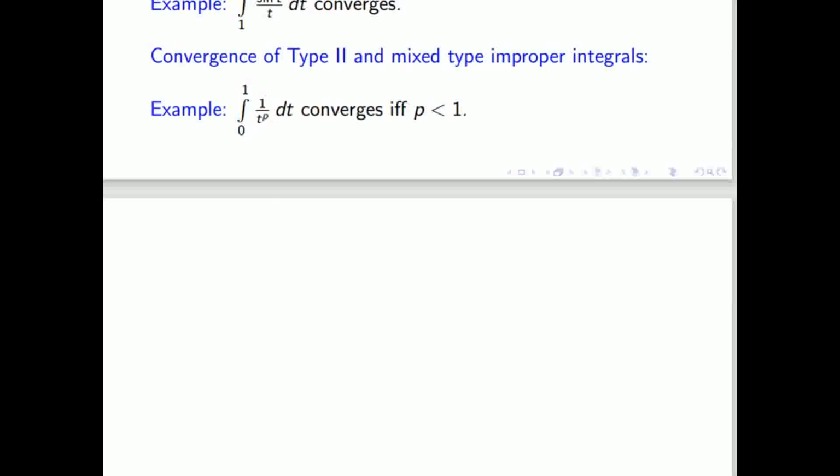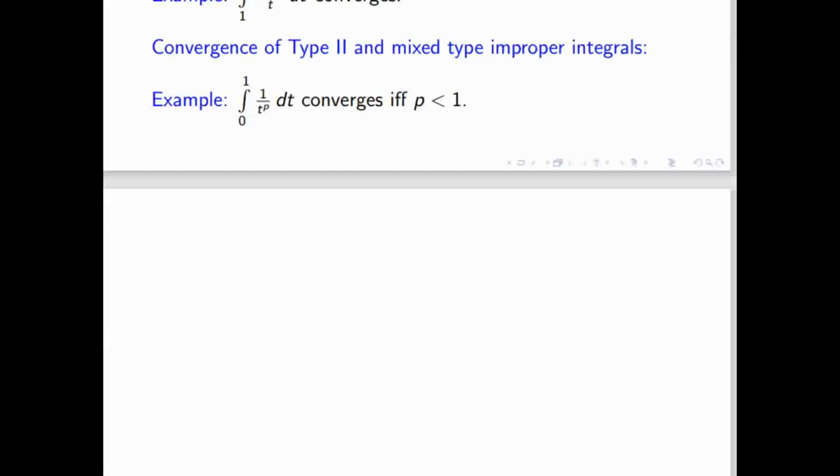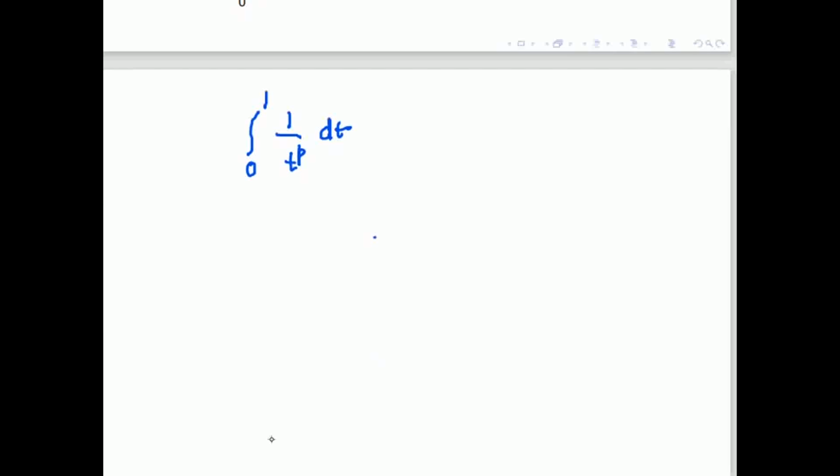So instead of 0 to 1, which is the actual problem, we will solve this one, x to 1, because at x equal to 0 this integrand is unbounded, or it is not defined at t equal to 0. Now we'll integrate this and we'll find the value of the integration.